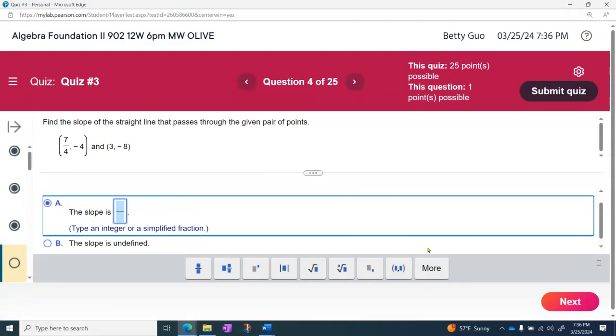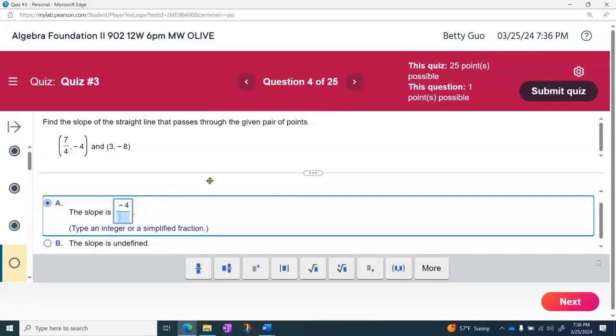Right? Negative 4. That's the rise. I use negative 8 minus negative 4. Think about it on the y-axis, the distance between negative 4 and negative 8 has to be 4, right? So negative 8 minus negative 4 is negative 4.